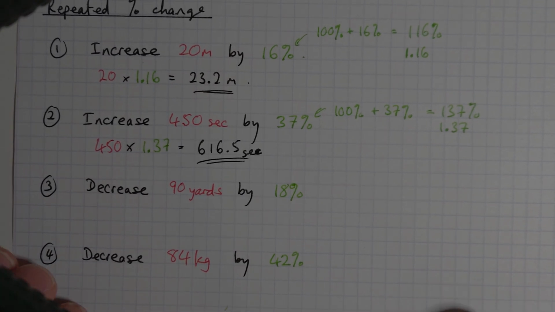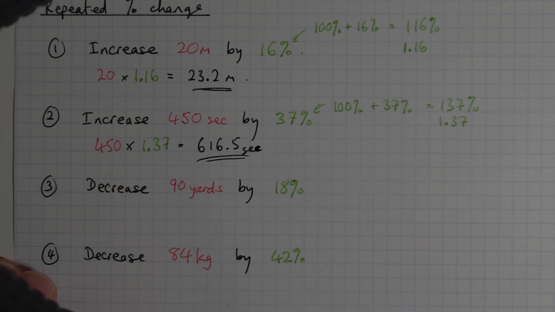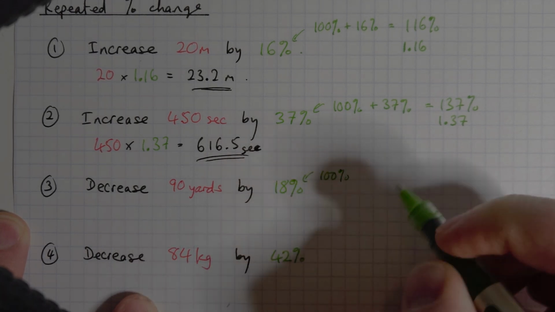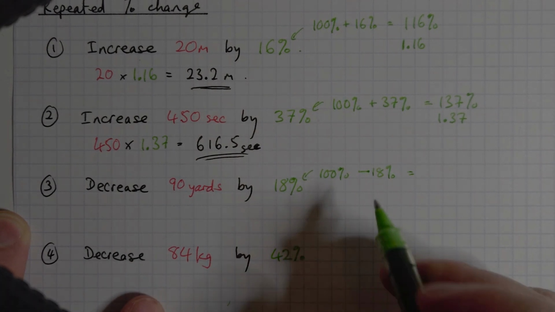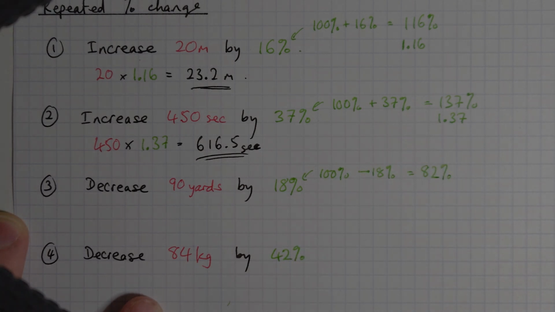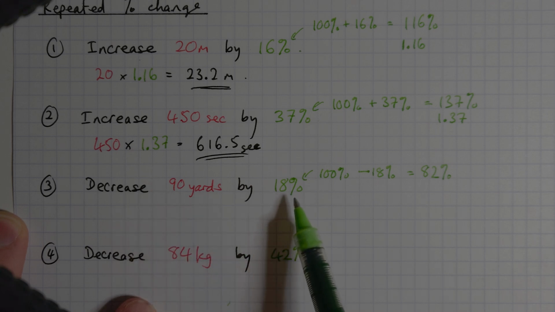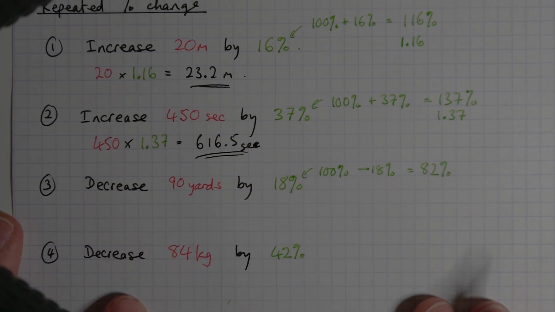Now the idea with a decrease is very, very similar, except you're going to have less than 100%. So this 90 yards here represents the original 100%, but I want to end up with less than I started. I'm trying to decrease, so I want to go down by 18%, but I'm starting with the original 100. I take off 18%, that leaves me with, we'll take off 10%, it's 90, so this goes down to 82%, doesn't it? 100 take 18 is 82%. So the question said decrease 90 yards by 18%, but it might just as well have said work out 82% of 90 yards. That would be the exact same question.